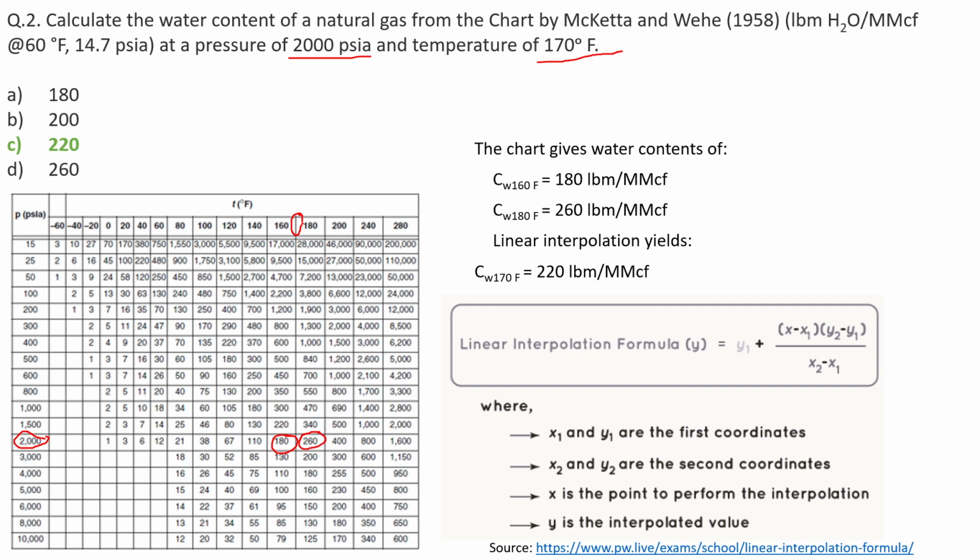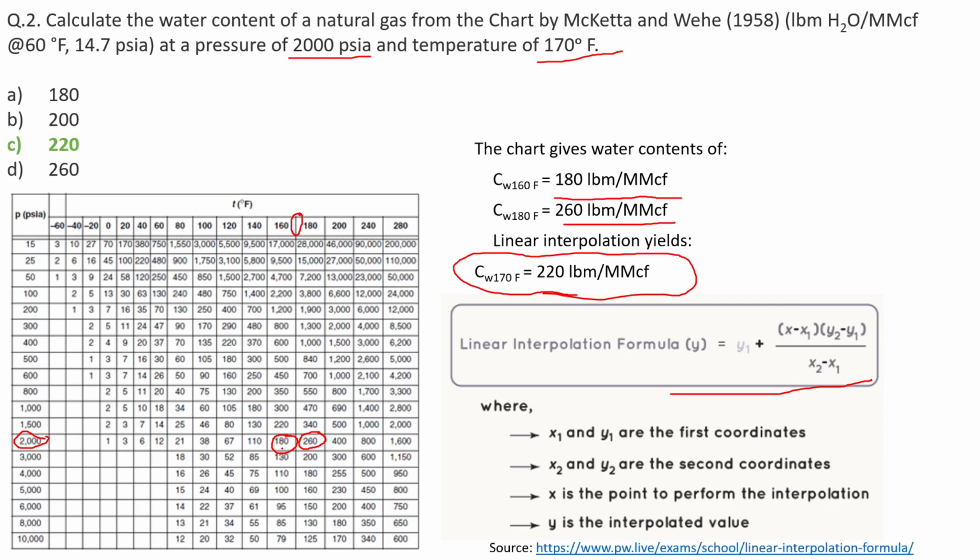Now the value of water content will lie somewhere between these two, as between these two we will get the value at 170 degree Fahrenheit. So from the chart we get the water contents at 160 degree Fahrenheit and 180 degree Fahrenheit. By doing linear interpolation, we will find the value of the water content at 170 degree Fahrenheit. So this is the linear interpolation formula.